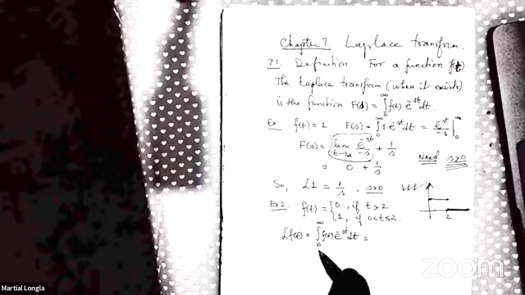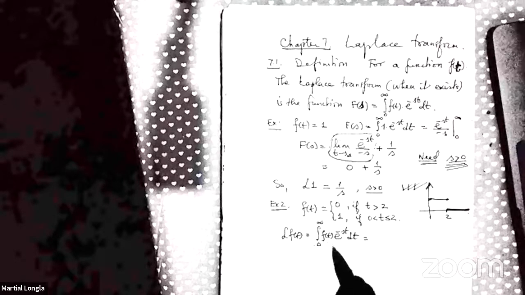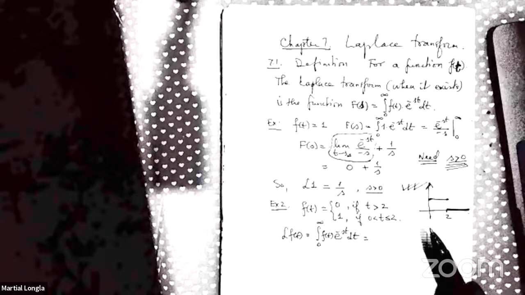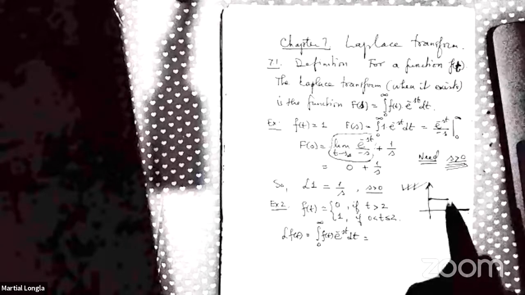Now, this means I move along the line from 0 to infinity. What is the value of f of t every time I'm moving? When I'm moving from 0 to 2, that's the value of f of t. When I cross 2, this is the new value of f of t. So anytime you have such a thing, which is called a step function, you need to consider the fact that on each of the subintervals, the function changes.